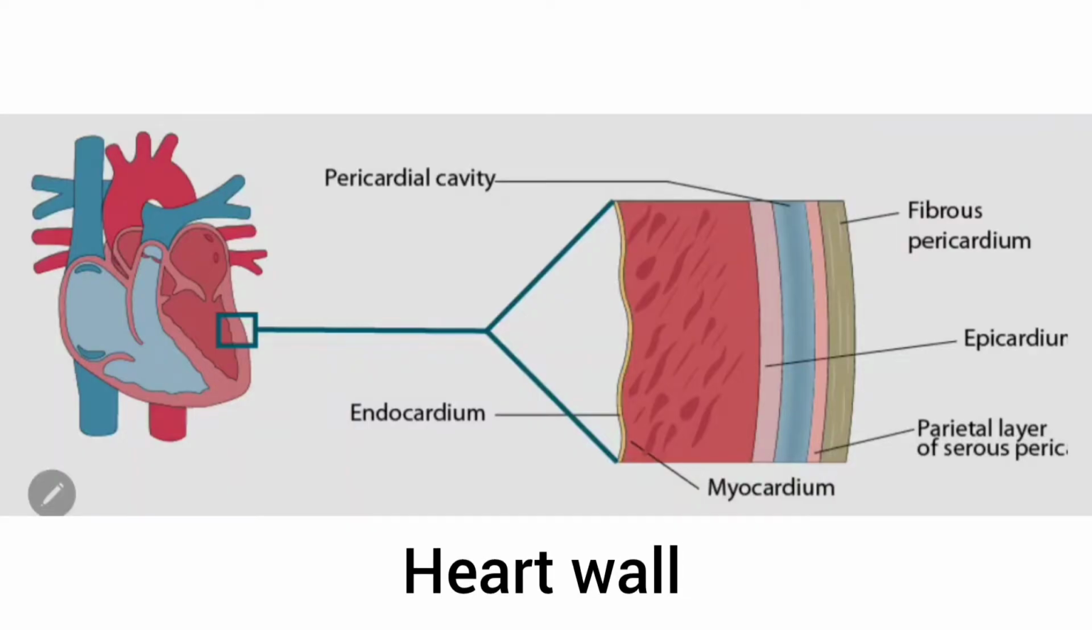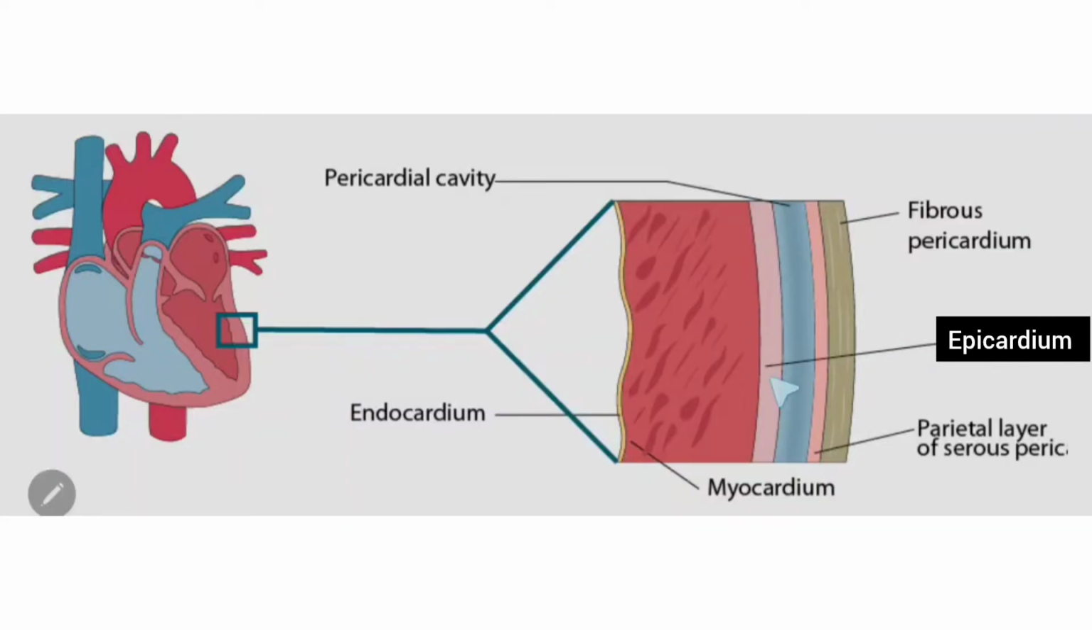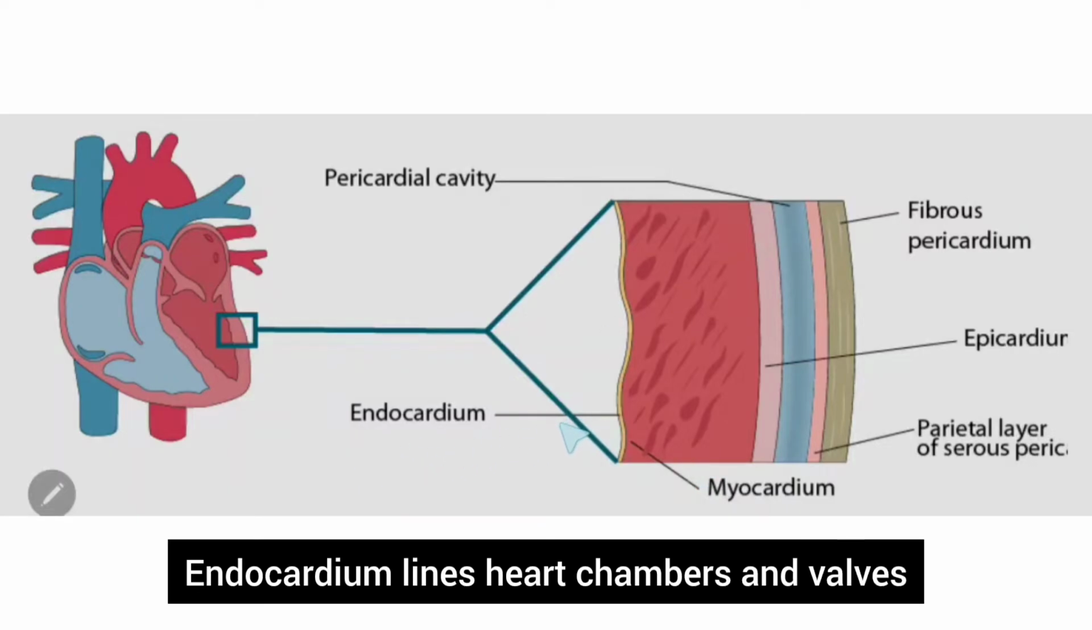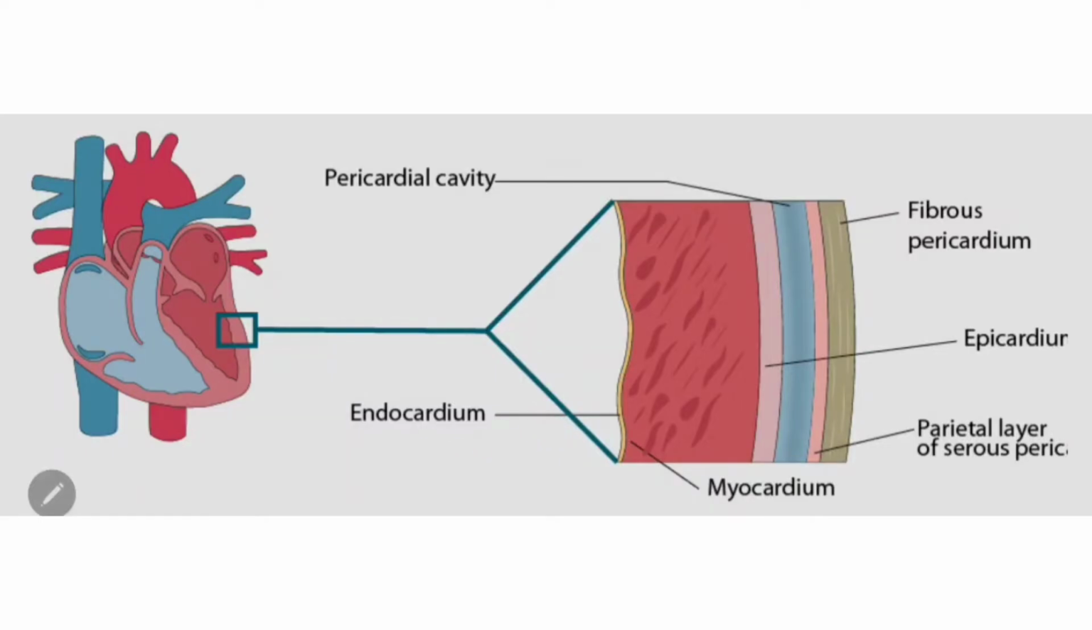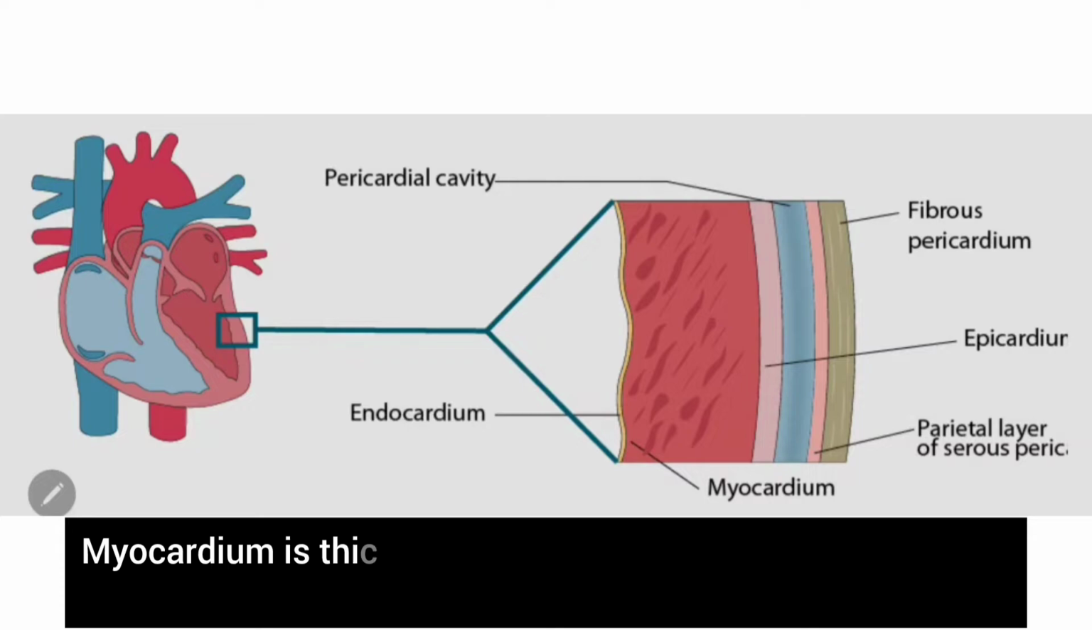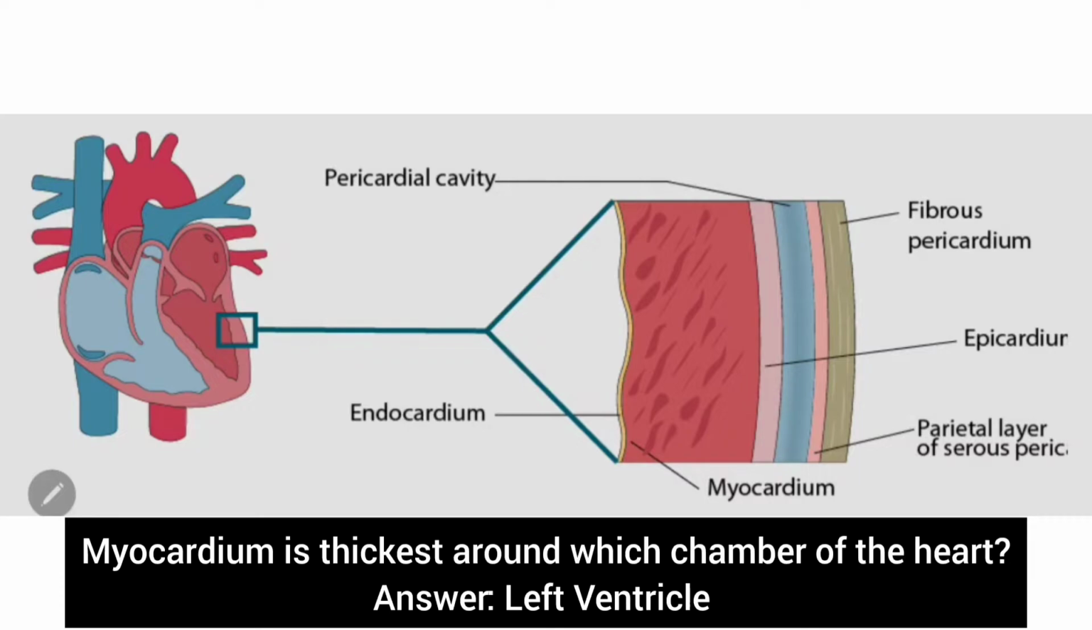Now let us study the heart wall. The heart wall has three layers. The outer layer is epicardium, and the middle layer is myocardium. That is muscle tissue which is responsible for heart beating. Next, there is inner layer, that is endocardium. This lines the heart chambers and walls. So in your CPC exam, they may ask the question, the myocardium is thickest around which chamber of the heart? The answer is myocardium is thickest around left ventricle, because the left ventricle has the pressure to pump blood into aorta and throughout systemic circulation.